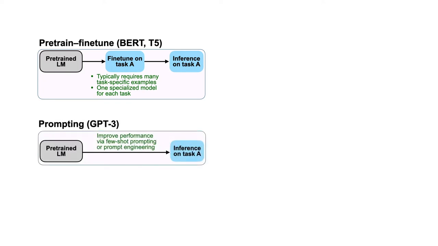The prompting paradigm, popularized by GPT-3, takes a single large pre-trained model and uses prompting to perform many downstream tasks at inference time. Prompting can be seen as an attempt to bridge the gap between the language modeling pre-training objective and downstream NLP tasks, and it doesn't work as well for tasks that are hard to write a prompt for.